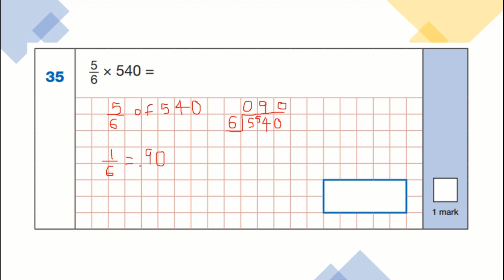Now to work out 5/6, we will times 90 by 5. You can work this out mentally, or you can use the column method. So for the column method, it would be 5 times 0 is 0, 5 times 9 is 45. So the answer would be 450.